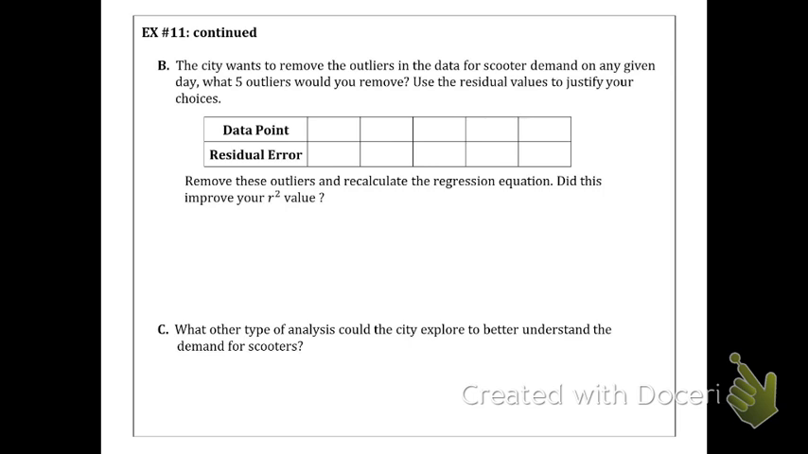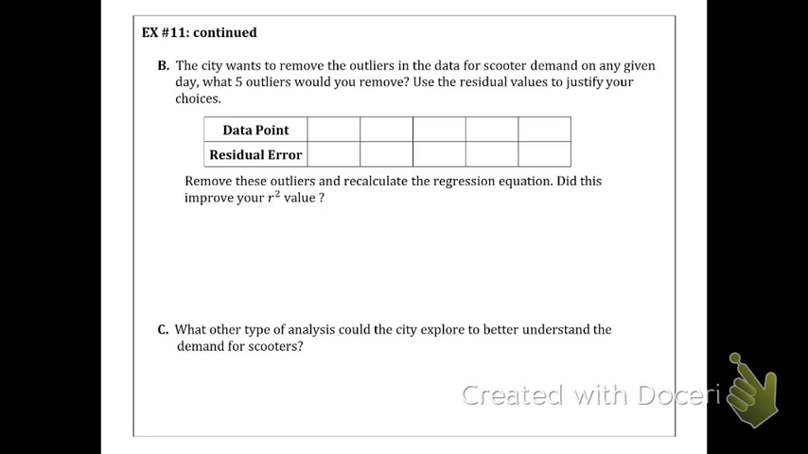The city wants to remove the outliers in the data for scooter demand on any given day. What 5 outliers would you remove? Use the residual values to justify your choices. So I'm looking at the residual values that have the larger error. They are further away from that x-axis, okay? And there's 5 of them there, so we need to go find them. And so we can use the trace feature to be able to do it.